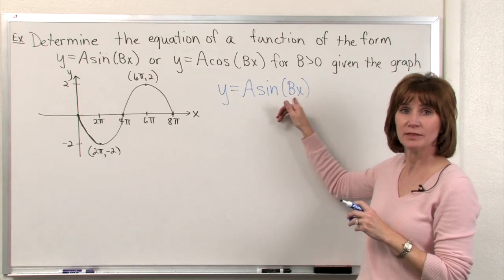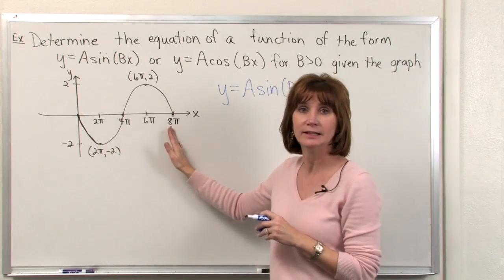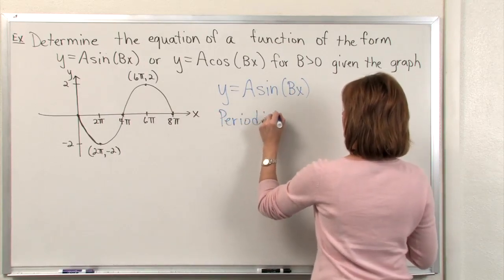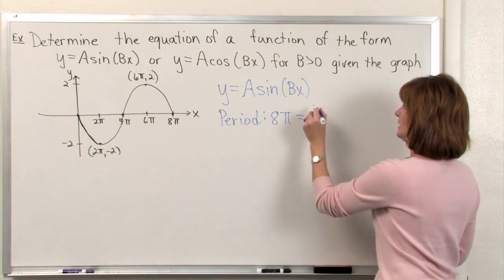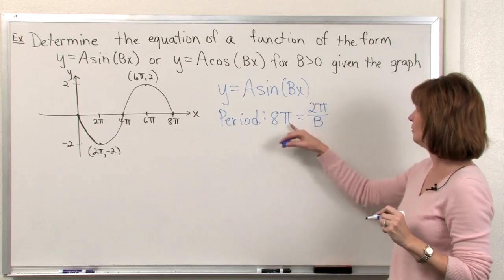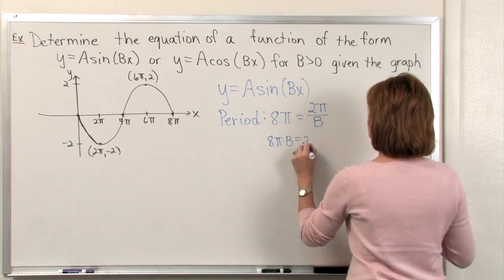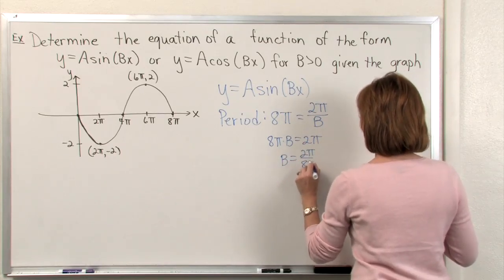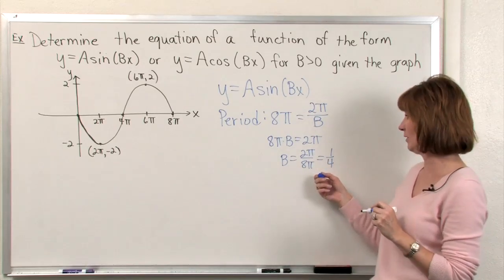Well, remember, b is with the period, so let's look at this graph. What's the period for this graph? We can see the period is 8 pi. So let's write that down. And how do we get the period? Do you remember? That's right, you take 2 pi and you divide by b to get the period. So we can solve for b, multiply both sides by b. So we get 2 pi divided by 8 pi, which is 1/4. So now we know b is 1/4.